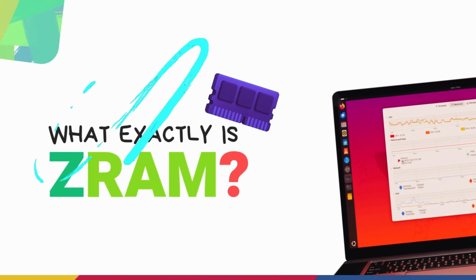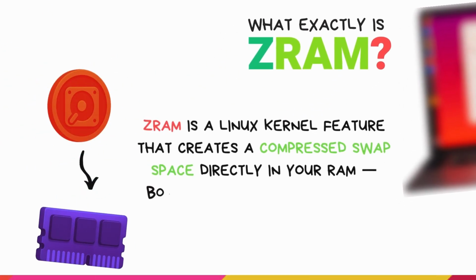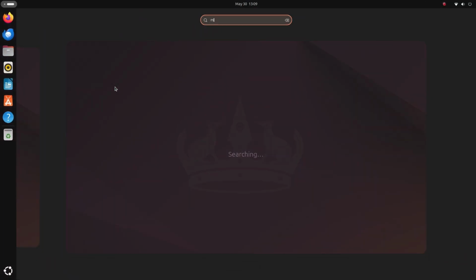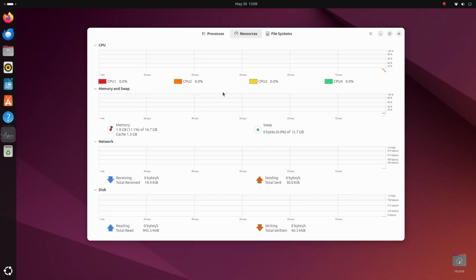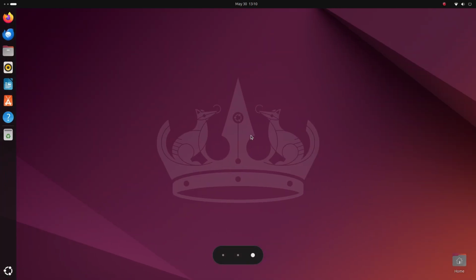What exactly is zram? Zram is a Linux kernel module that creates a compressed block device inside the RAM. It's like a mini hard disk drive inside your RAM but with built-in real-time compression. This is an extension of the ingenious swapping mechanism that Linux has.